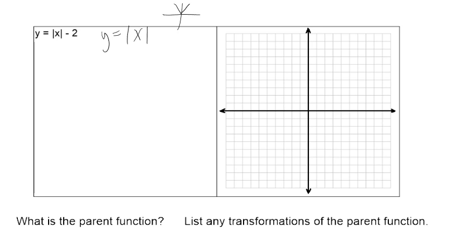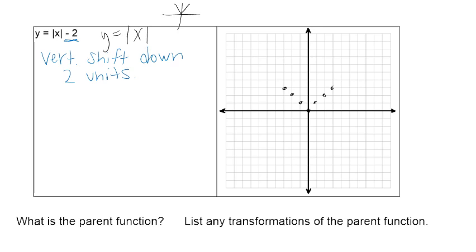Okay, now what we want to look at is, here's my parent function. Rather than graphing the whole parent function, I'm just going to plot a few points because this will help me. I usually do 5 to 7 points. Now we want to identify the transformations. Notice that I'm subtracting 2 from the outside of the function, outside of the absolute value. So I would have a vertical shift down 2 units. Okay, a vertical shift down 2 units.